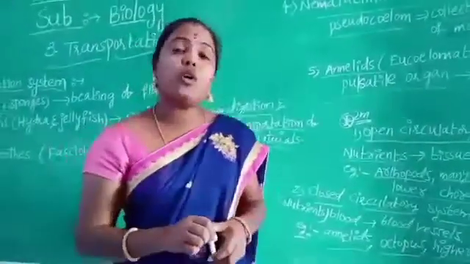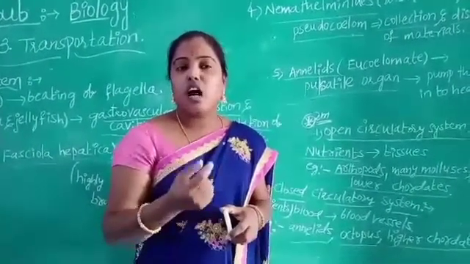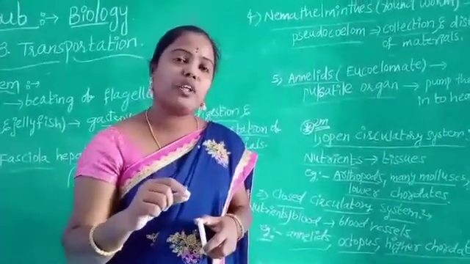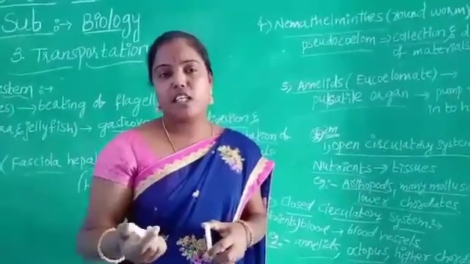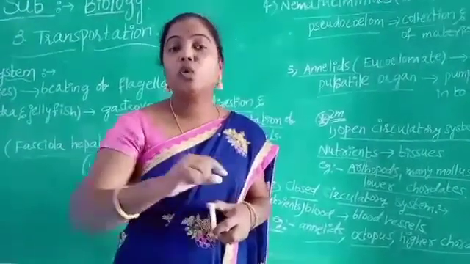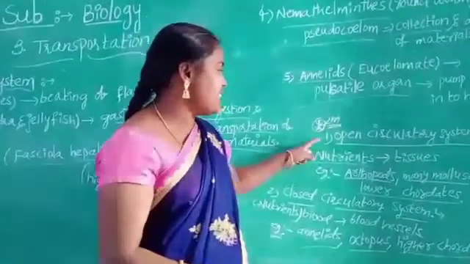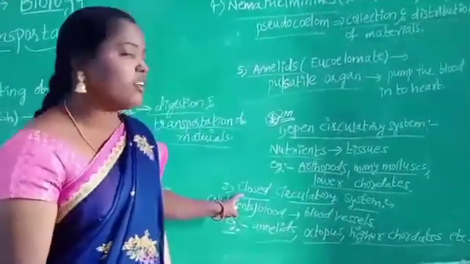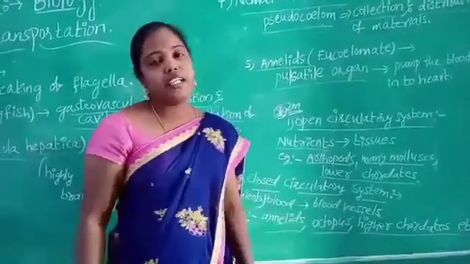Children, now you understand what is called the open circulatory system. If the nutrients are transported in the tissues, that is called the open circulatory system. If the nutrients are transported in the blood through the blood vessels, that is called the closed circulatory system. Open circulatory system example, arthropods, many mollusca, lower chordates. Closed circulatory system example, annelida, octopus, higher chordates, etc.